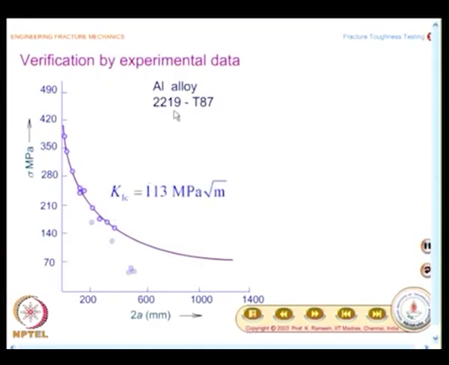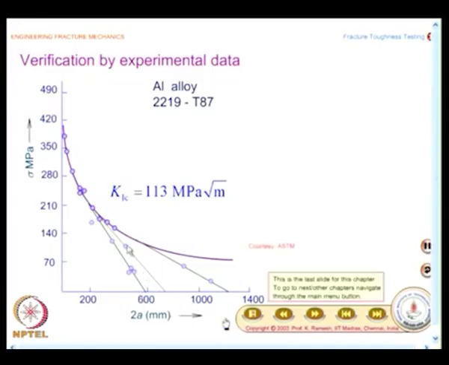The K1C for this alloy is 113 MPa root meter, and using the Fedderson's approach, you can draw tangents for different panel widths, and people have found that some of the test data also matches with these lines in the experiment, and this is the courtesy from ASTM. So, this gives the justification. Fedderson's approach for engineering analysis is reasonably acceptable, we can carry on with it.